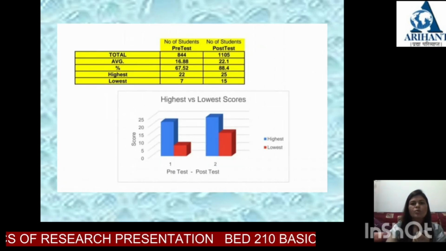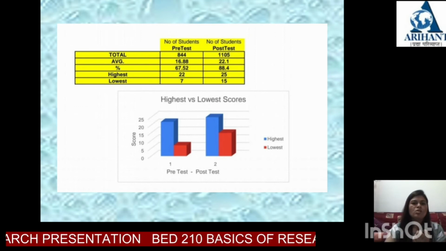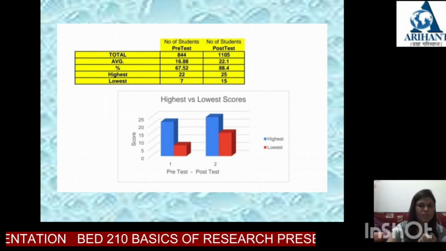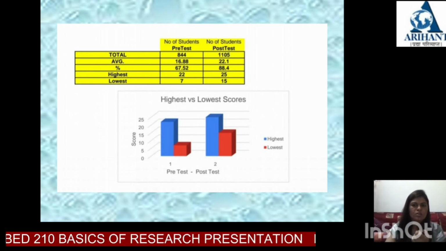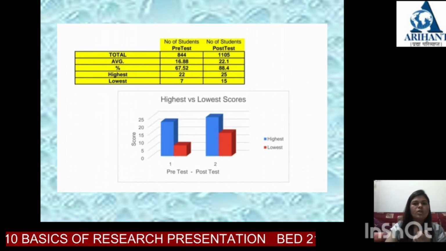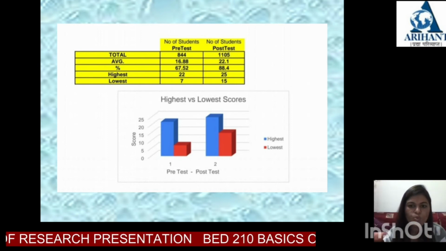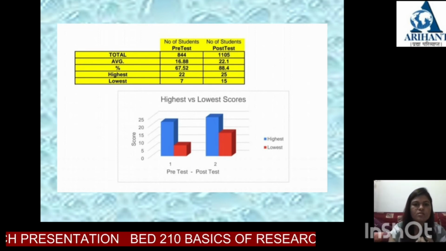Then this chart shows the number of students in the pre-test and post-test. The number of students is 50 in both. The total score is 844 in the pre-test; in the post-test it increases to 1105. The average in the pre-test is 16.88, and in the post-test it increases to 22.1.